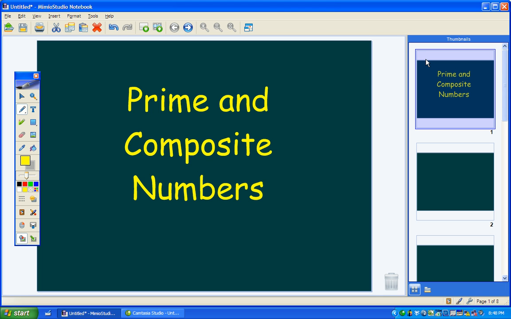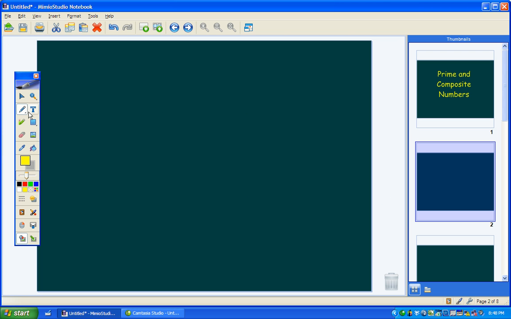We're going to be talking about prime and composite numbers. And in order to discuss this topic, we need to have some background vocabulary. So on your teacher side, we're going to write the definition to a few words. The first word we're going to talk about is what is a prime number.